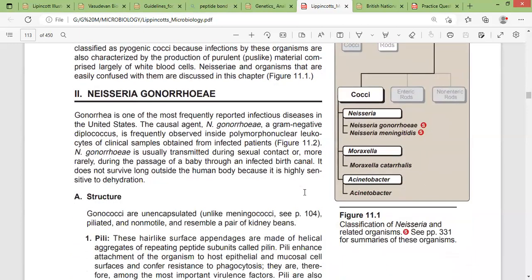So starting with Neisseria gonorrhoeae. From the name itself, you can say it's the causative agent of gonorrhea, right? Second thing you can say, diplo means two, so it's a diplococci.